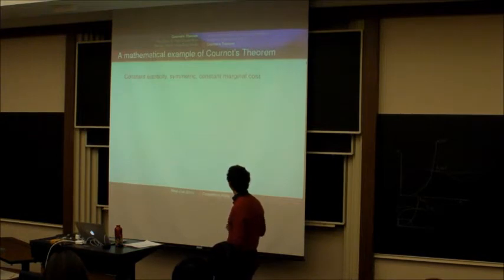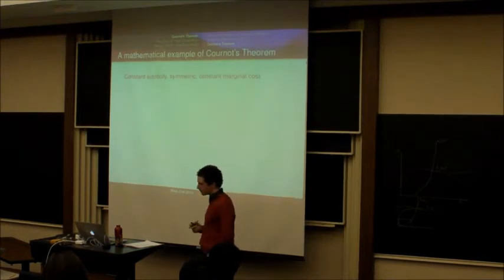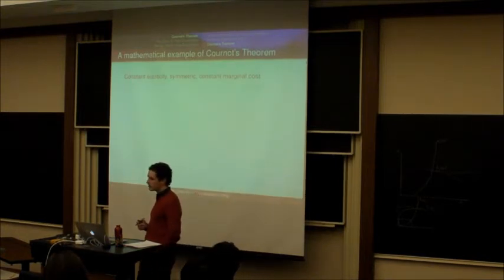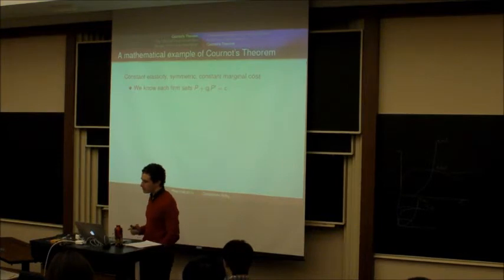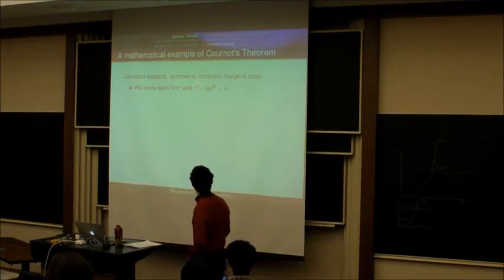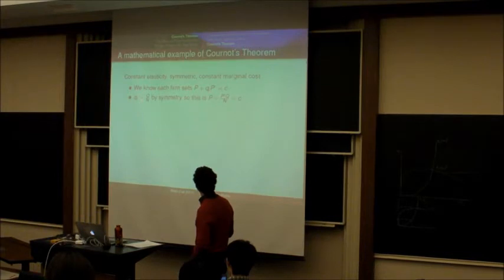So let's consider a specific example of this, which we used in class the other day: constant elasticity demand, symmetric costs, and constant marginal cost. So we know that each firm is going to set price plus quantity times the derivative of price equal to cost. Let's assume symmetry, so each firm is going to produce the total quantity of the industry over n. So we get this equation.